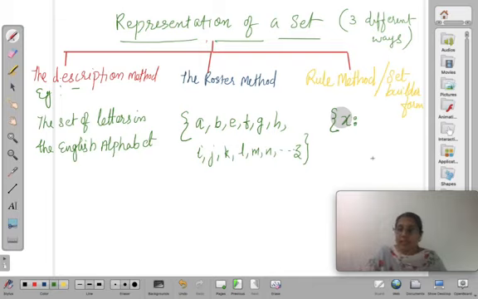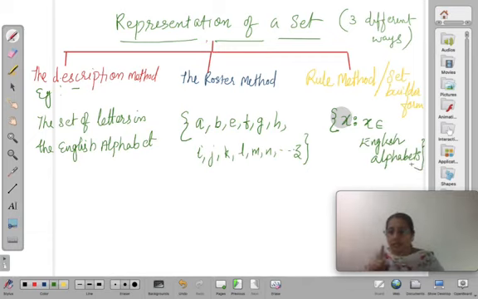x is an element of which set? x is an element of the English alphabet. That is, you are writing a rule there. The value of x is such that x is an element of the English alphabet. So these are the three methods used here. I will tell another example for the same.